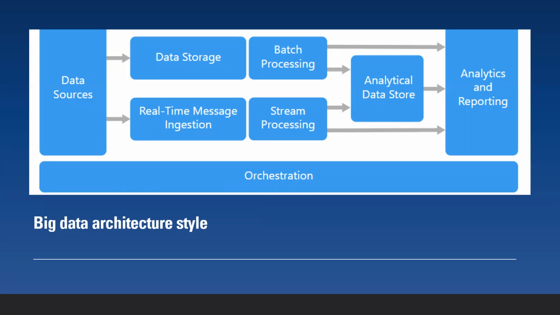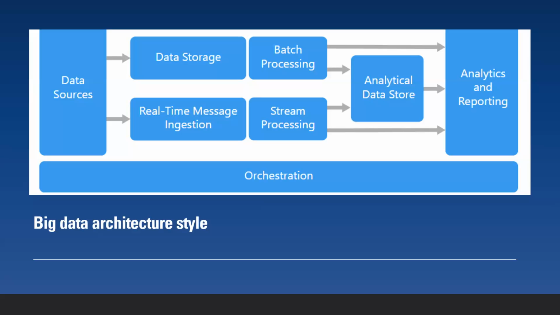Big data architecture is designed to handle the ingestion, processing, and analysis of data that is too large or complex for traditional database systems. Big data solutions typically involve one or more of the following types of workload: batch processing of big data sources at rest, real-time processing of big data in motion, interactive exploration of big data, predictive analytics, and machine learning.